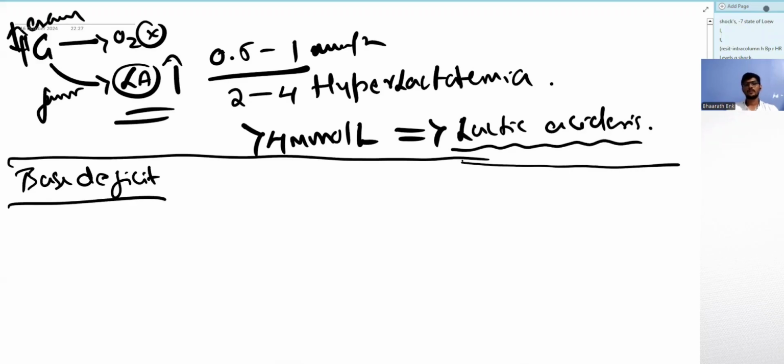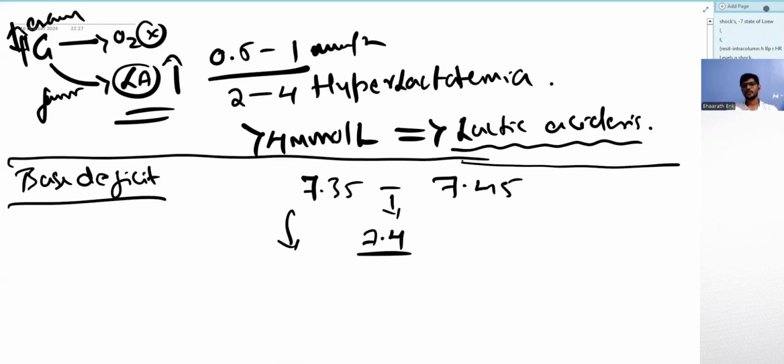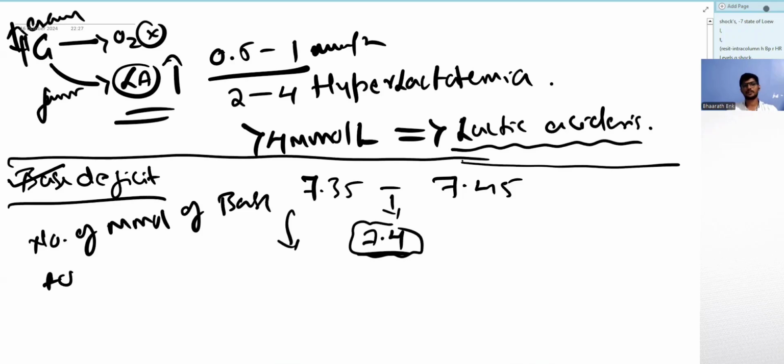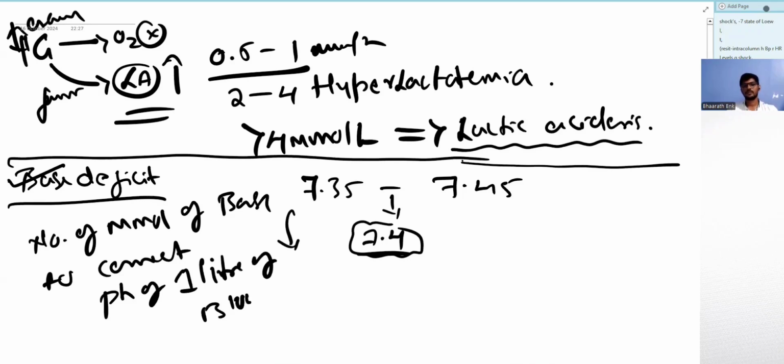As I told you, because there is lactic acidosis, the pH of the blood falls. So the pH has to be maintained between 7.35 to 7.45. If you take the mid-range value to be 7.4, now the pH has fallen to 7.35. You correct this pH to 7.4 by giving a base, right? Because it is acidic, you need to give a base. So the number of millimoles of base that is required to correct the pH of 1 liter of blood to 7.4 is called base deficit, right?